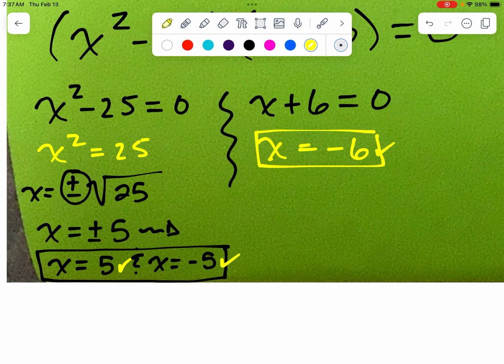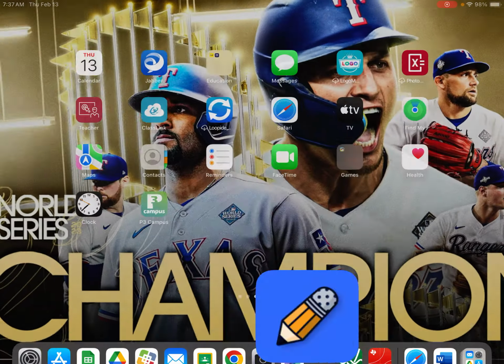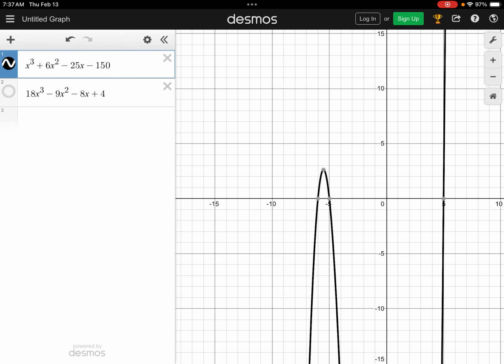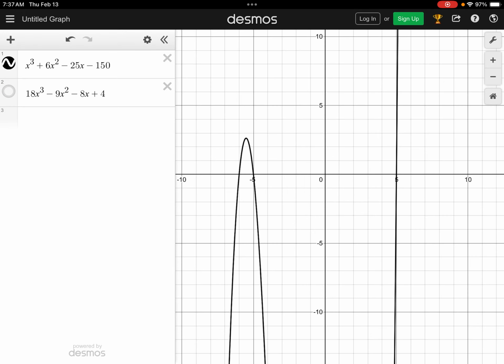Let's see what that looks like in DESMOS here. Let's see if we have x-intercepts at 5, negative 5, and negative 6. So you simply type your equation in. And so we have 5, right? We're looking for the x value of the coordinate, negative 5, and negative 6. So when you're typing your answers in or you're writing your answers down, don't write them as coordinates, only write down the x value of the coordinates.